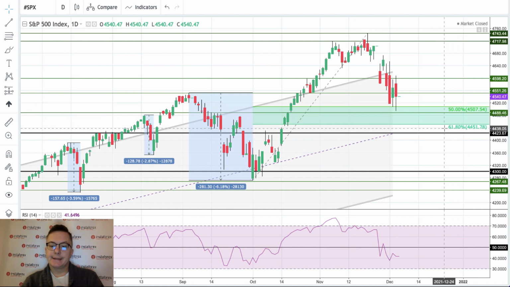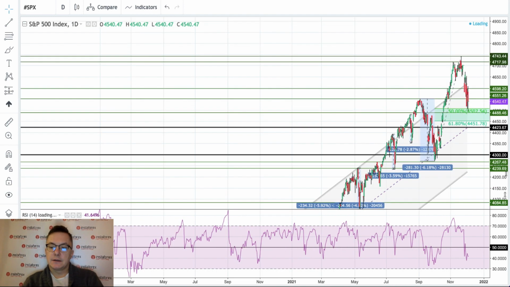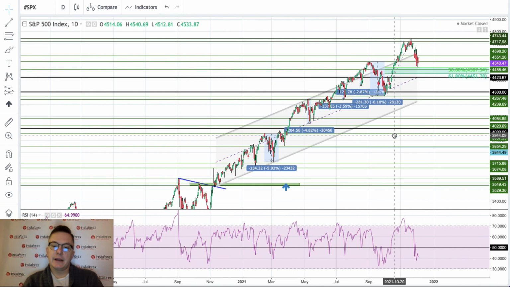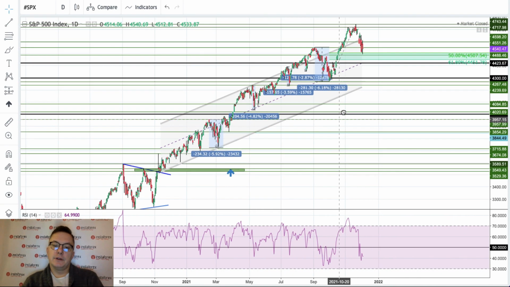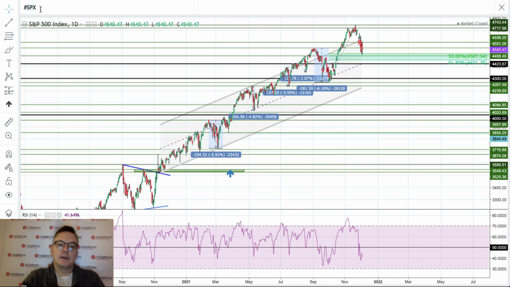Next target, 61% Fibonacci retracement located at 4,451. So please keep an eye on this level. And of course, in the broad view, we can see that we are trending higher highs, higher lows. This is a clear bull market here on the S&P 500.